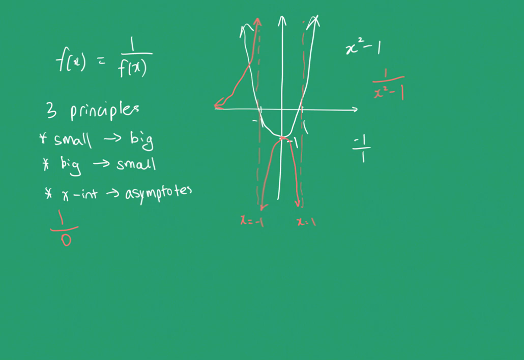And for the last part, it should be the same as the first part, where it's going from 0 to infinity. So the new graph will start from infinity and go to values that are very close to 0. And that would be the graph of 1 over x squared minus 1.